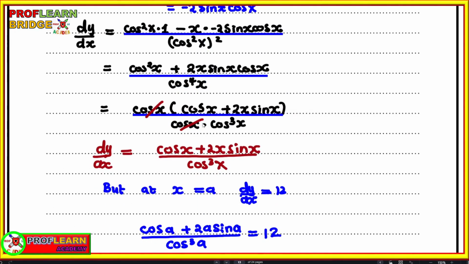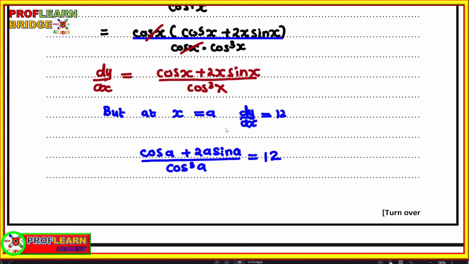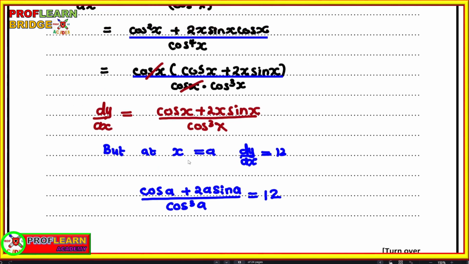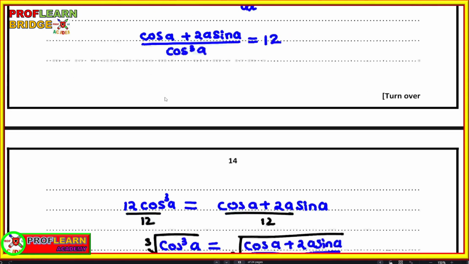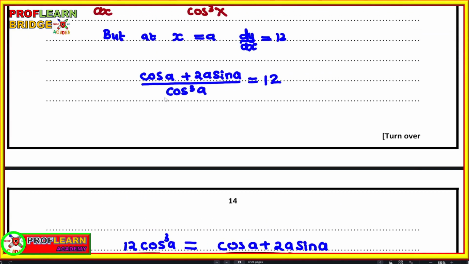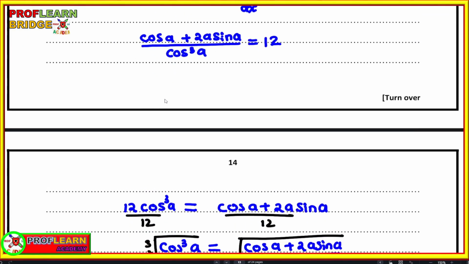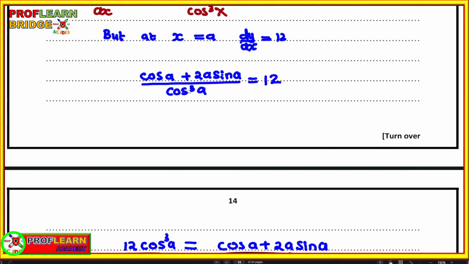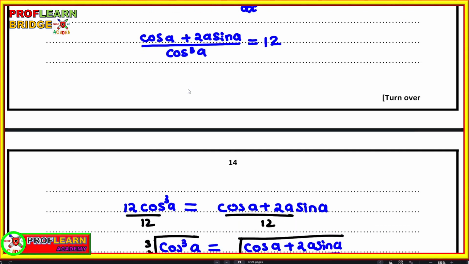So we end up having that, and I decided to factor cos out in the numerator and denominator so that it can cancel out. We end up remaining with cos cubed x in the denominator. But we were told that x equals a and dy/dx equals 12. So I substituted them into here, and we have this bit at this point.